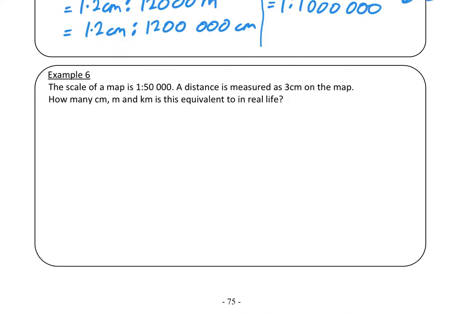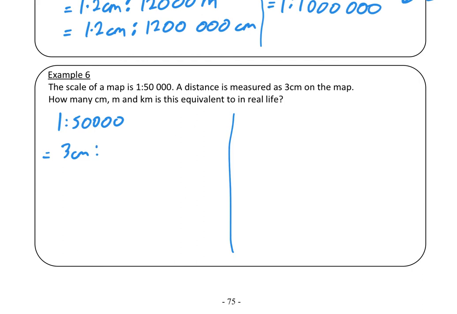Example 6 says, the scale of a map is 1 to 50,000. A distance is measured as 3 centimetres on the map. How many centimetres, metres and kilometres is this equivalent to in real life? Okay, I'm going to do this in a couple of ways. The first way I'm going to do is I'm going to say 1 to 50,000. Underneath that, it is equal to 3 centimetres.